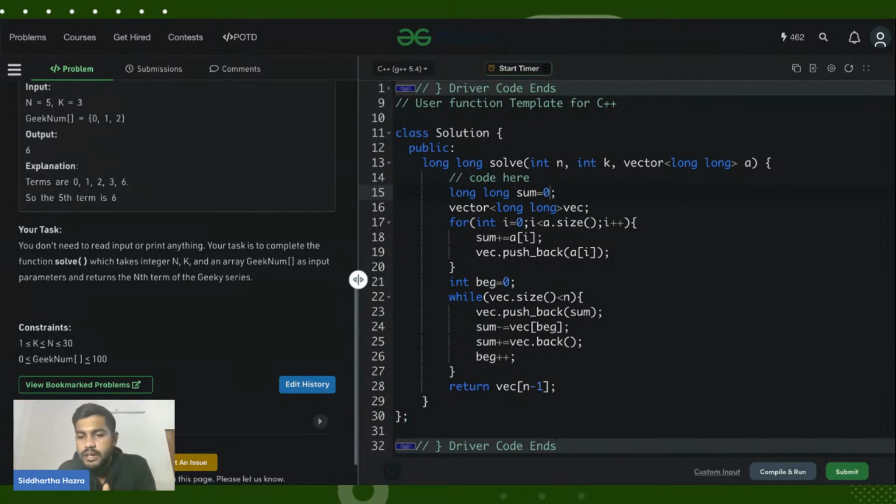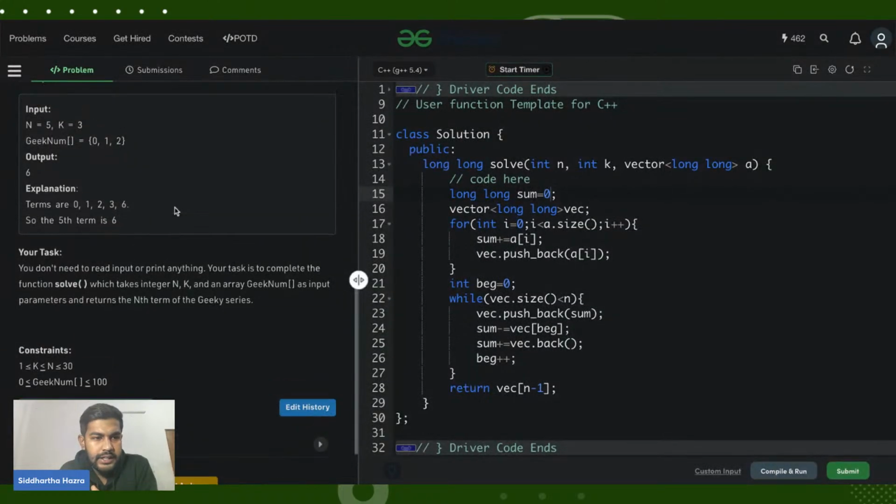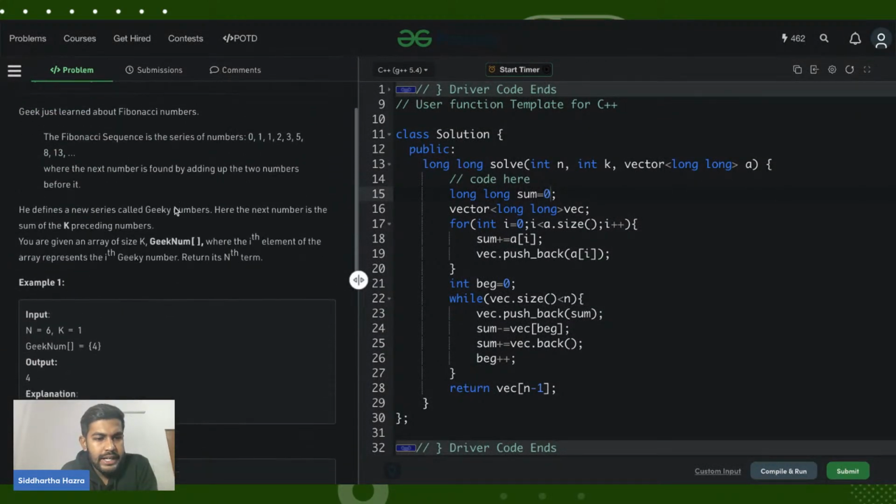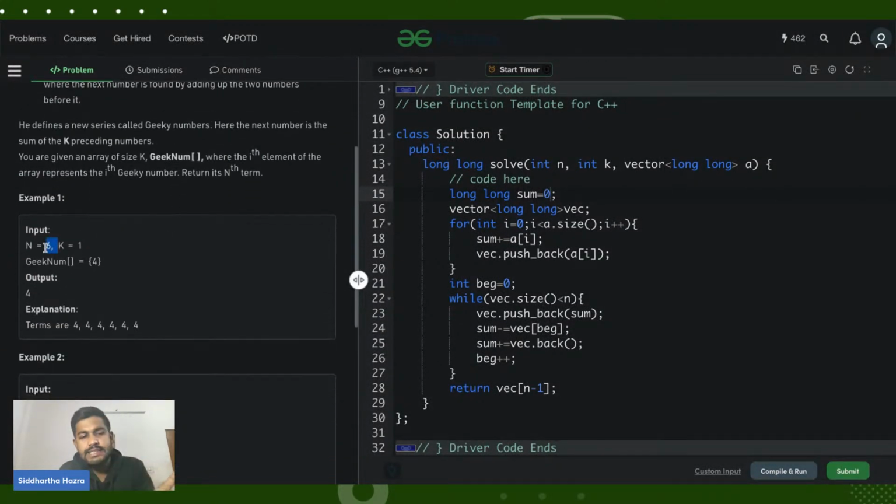Can you explain the input test case 1? Sure. Here k is equal to 1. This means the last element. See, the first was 4. So the last element, one element back, is 4. Again it would come here. One element back, one element back, one element back. So it is just like copying the previous element. That is why.